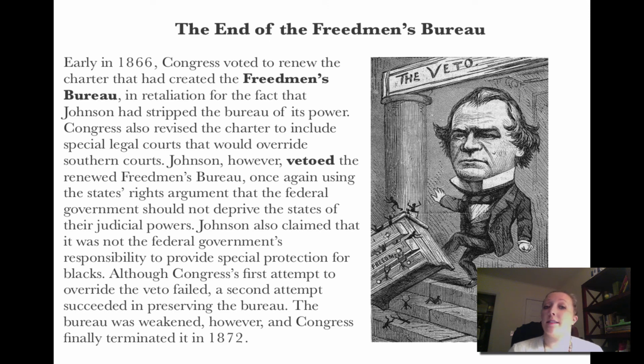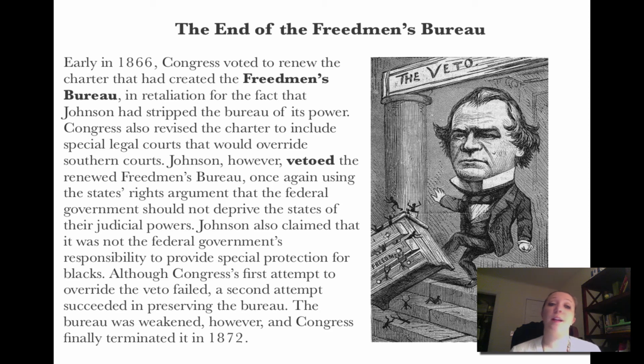Early in 1866, Congress voted to renew the charter that had created the Freedmen's Bureau in retaliation for the fact that Johnson had stripped the Bureau of its power. Congress also revised the charter to include special legal courts that would override Southern courts.